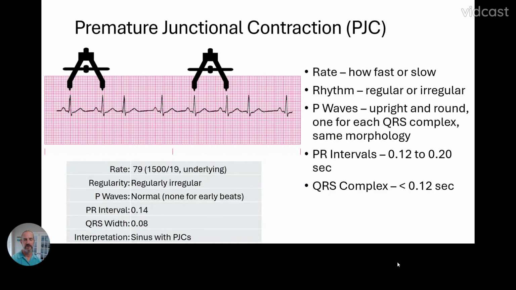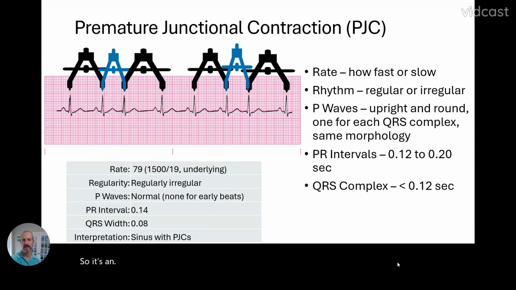Measuring the distance between those two looks to be identical. Then the calipers are a little bit wider there, and then they become narrow with those 2 particular complexes. So it's an irregular rhythm, but it's regularly irregular.